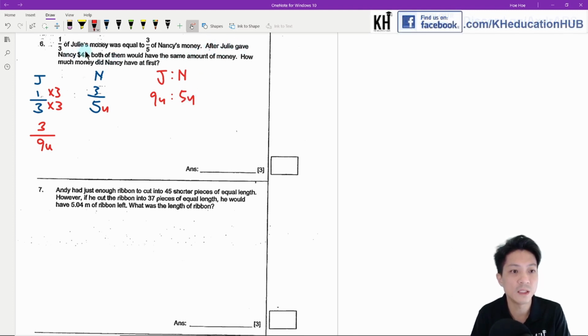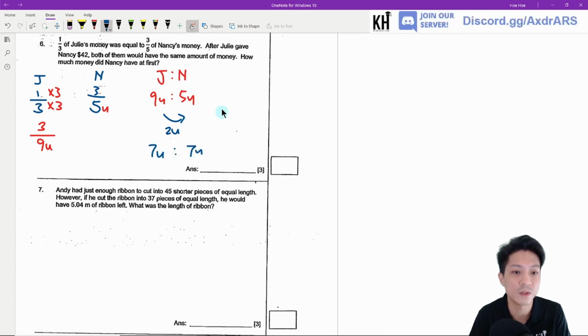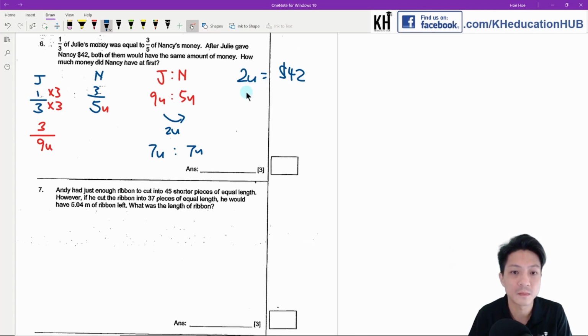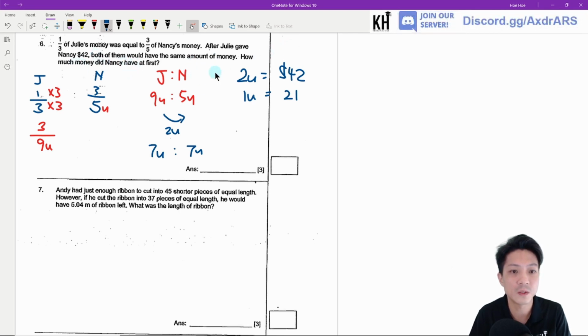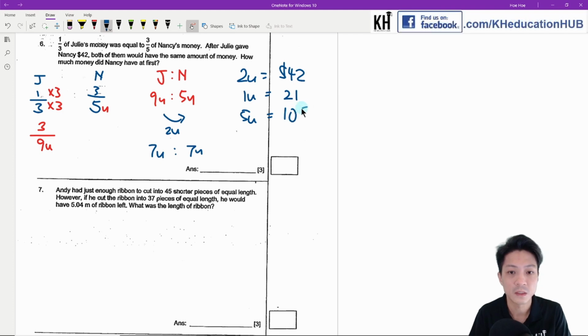Okay, after Julie gave Nancy $42, so if Julie were to give Nancy 2 units, they'll both have 7 units to 7 units. Which means that the 2 units is equal to $42. 1 unit will be equal to 21. How much money did Nancy have at first? So Nancy will have 5 units, which is 21 times 5. Okay, $105.